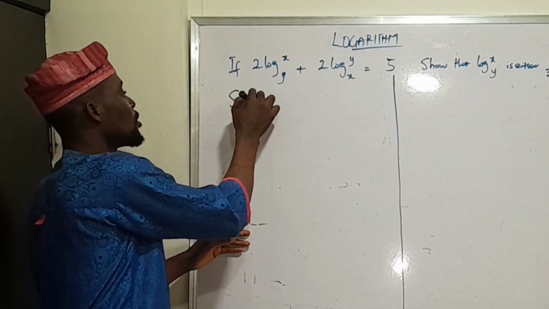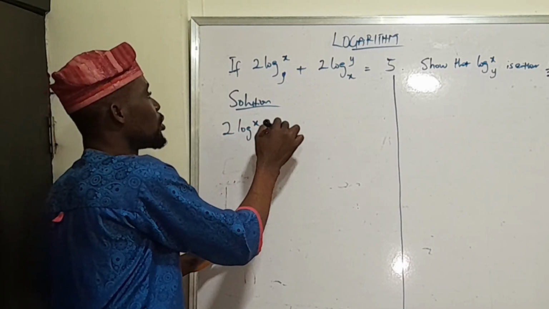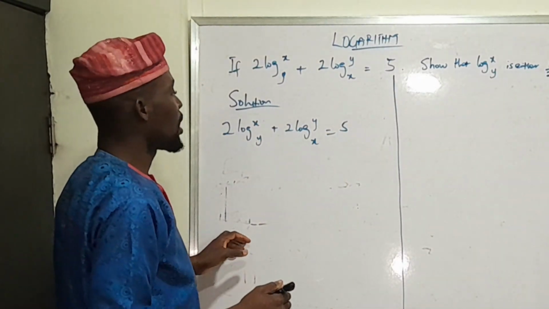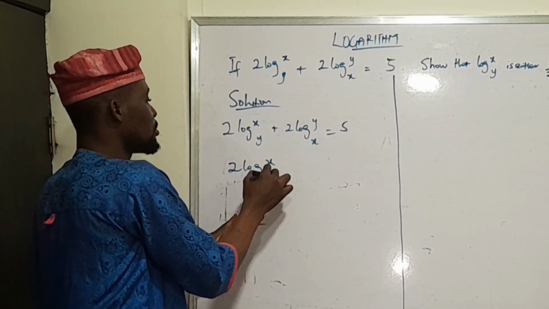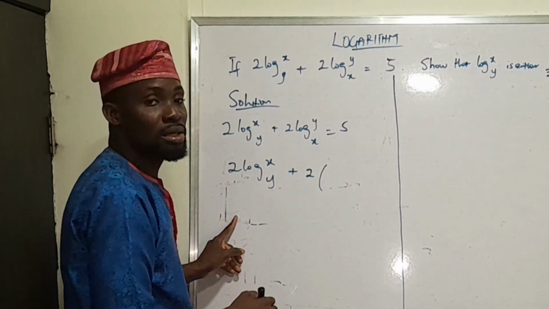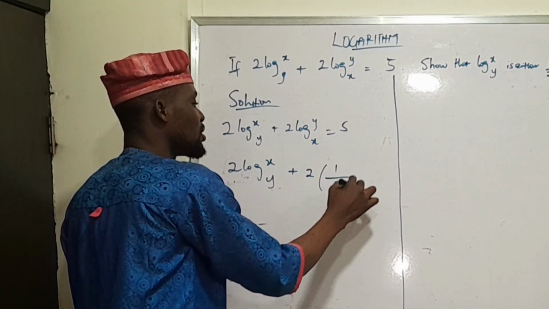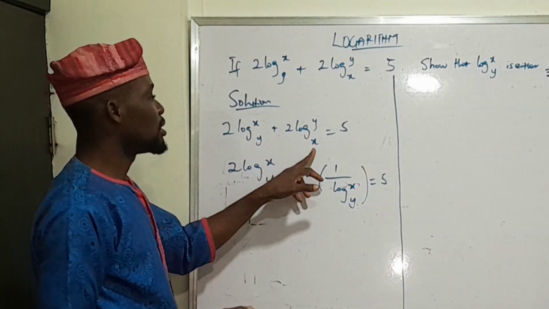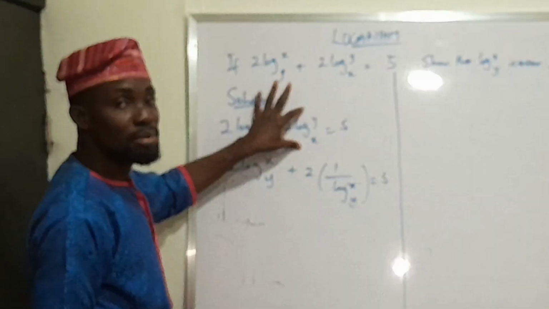Solution. I have 2 log x base y plus 2 log y base x equals 5. At this point, let's change the base. 2 log x base y plus, now this is the same thing as 2 times 1 over log x base y, all equals 5. So it's multiplying this logarithm, and I'm going to change this one's base by saying 1 over this logarithm. It inverts it.